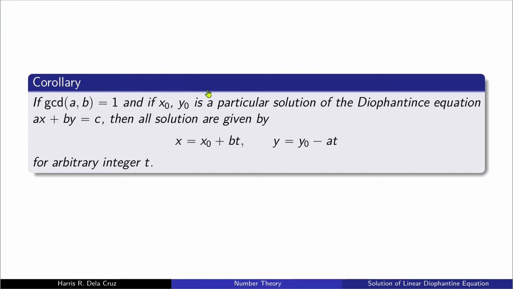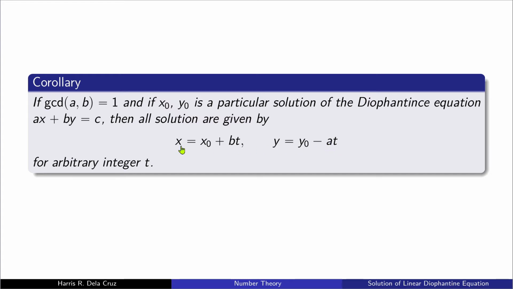So if you were able to find a solution x0, y0, you just have to plug that in our equation. x is equal to x sub 0 plus b over d times t. But now, d is equal to 1, so you're just left with b. And y equals y sub 0 minus a over d times t. Again, d is equal to 1, so you're just left with a.